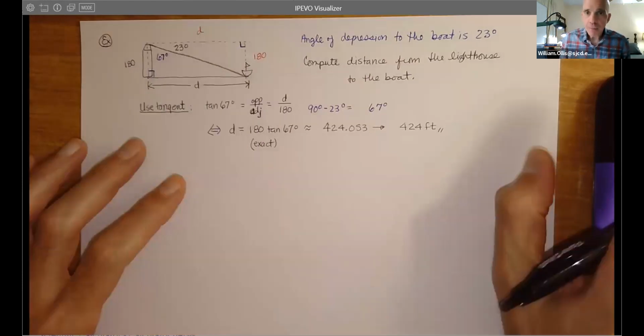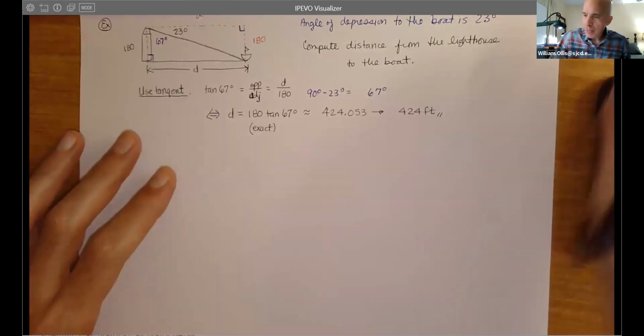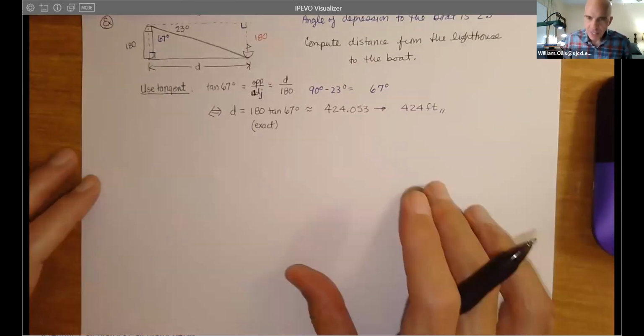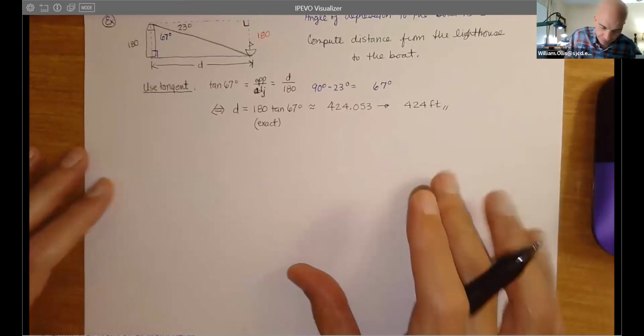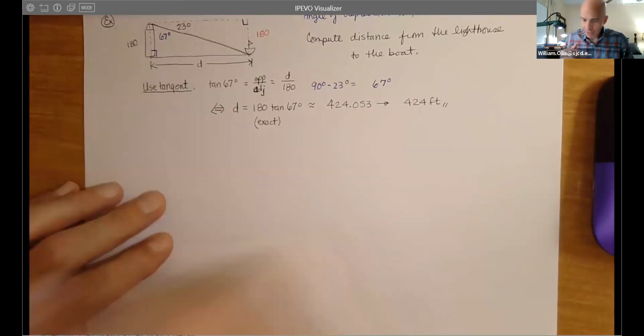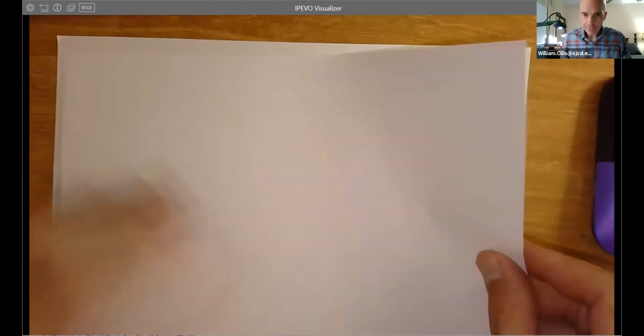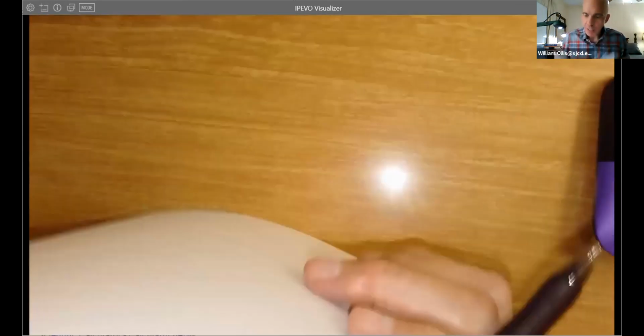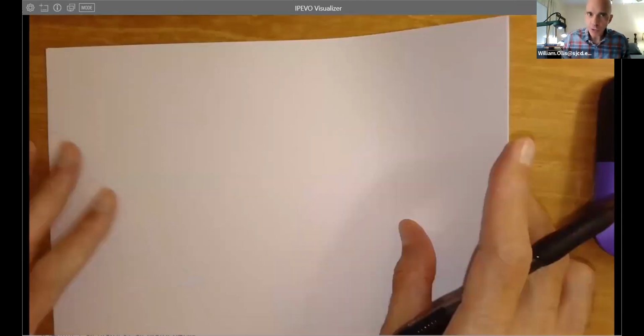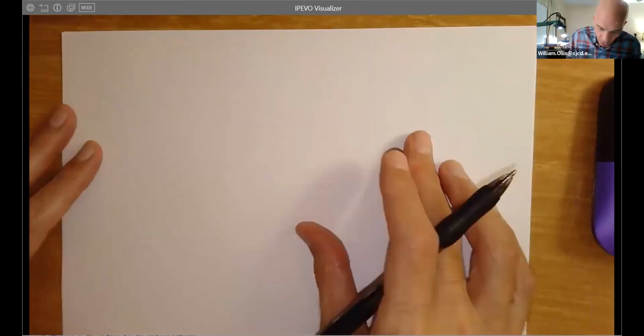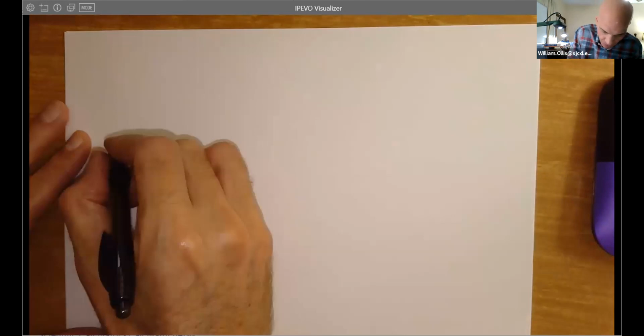Now, let's look at another example. Here, this one has to do with surveying. So I have a little bit extra room. Let me just go to another sheet and spread out a little bit. So say you're trying to figure out the height of a mountain and you've got your surveying equipment. So you're on the horizontal here. So here's an example.